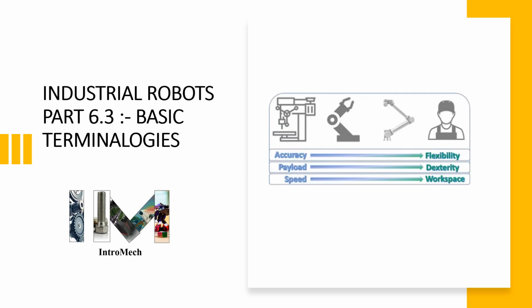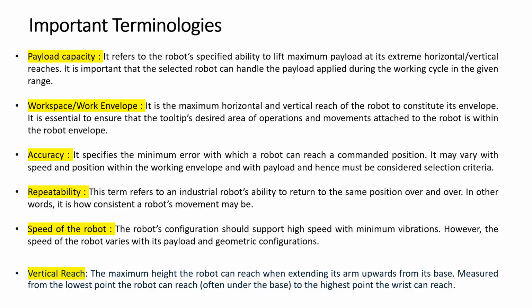So in today's session, we will discuss some basic terminology, some terms that are required while selecting a robot. When we go to select a robot and refer to some catalogs, some data will be there, and it is important that we should know these terminologies so that we can better understand what kind of robot configuration we are selecting and whether it is okay or not. So without wasting time, let's get started.